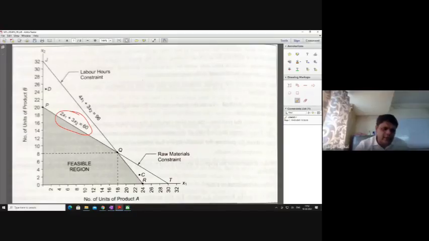Okay. Then another line is 4x1 plus 3x2 is equal to 96. This line. Now is there any other constraint? No, these are the two constraints and the non-negativity condition. So we have taken the first quadrant into consideration. Is it okay?